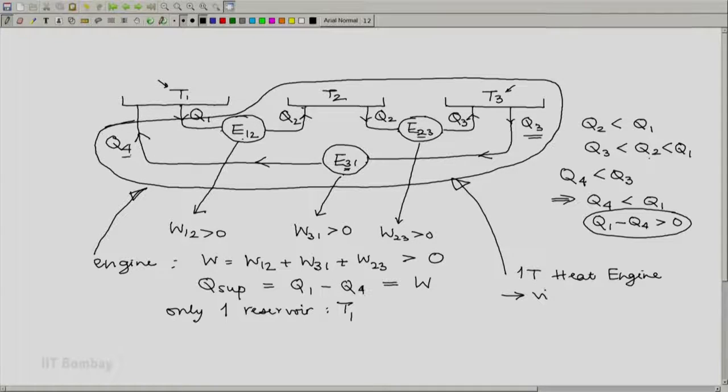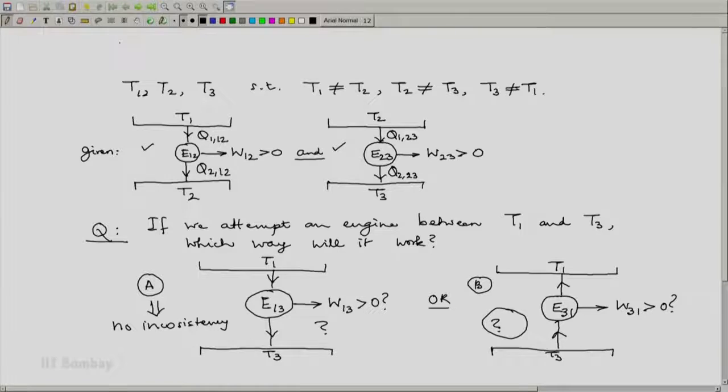which violates the Kelvin-Planck statement. And that means that, going back to our earlier work, this is not possible, because if we assume that this is true, the existence of such an E31 will violate the second law of thermodynamics as mentioned by the Kelvin-Planck statement. So what does this finally mean?